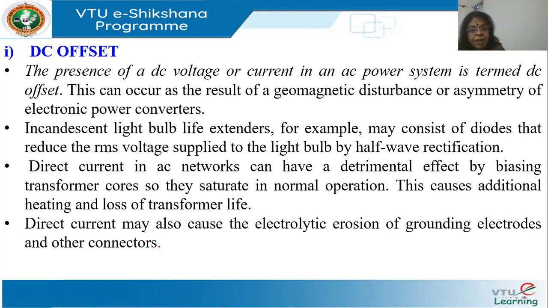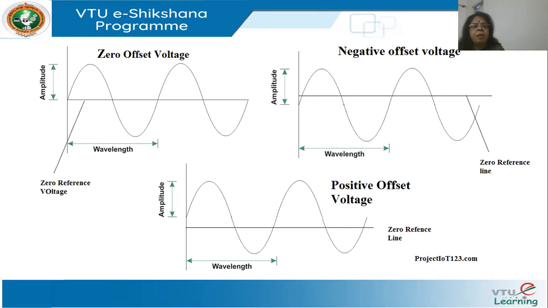This can cause a lot of heating and it can reduce the life of the transformer. It can also cause erosion of grounding electrodes and other connectors. So DC offsets are not at all desirable. So what do we mean by a DC offset?